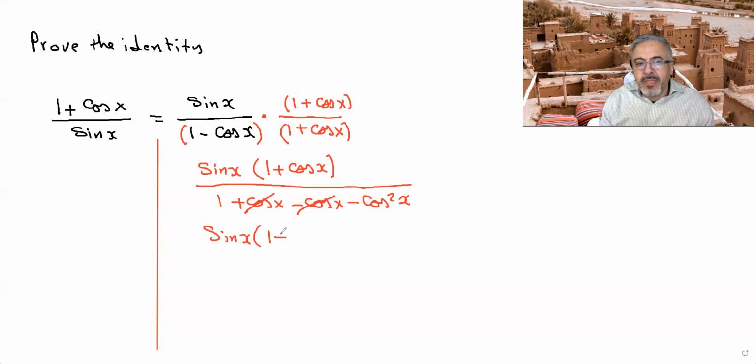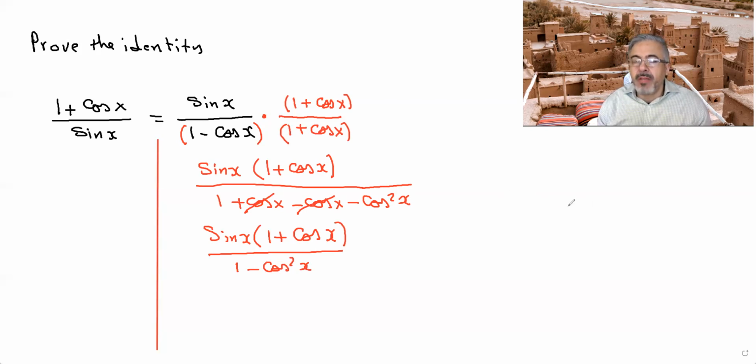Again, you don't want to distribute that inside the 1 plus cos x on top. And the bottom will be 1 minus cos squared x. Now, if you remember your identity, sine squared plus cos squared equals 1, it can be manipulated because 1 minus cos squared from that identity will give you sine squared. So therefore, this will become sine x times 1 plus cos x all over 1 minus cosine squared, which is sine squared x.